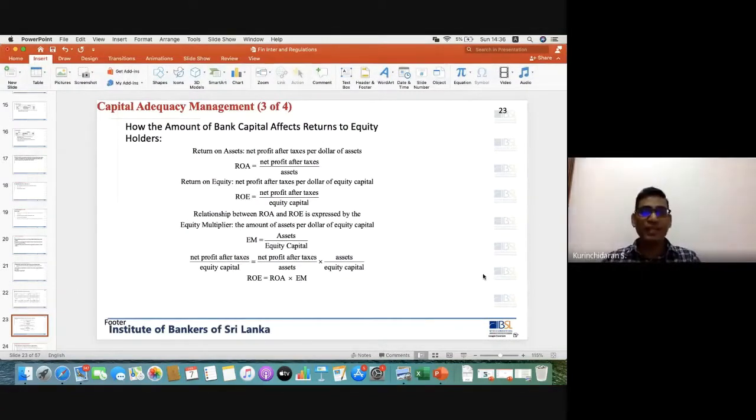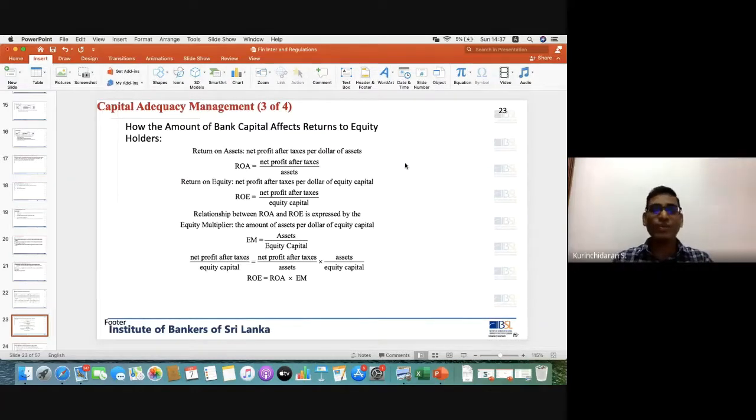Okay, so then I just want to elaborate how to measure the returns to equity, right? You might have seen return on assets, return on equity in other companies. Similarly, in banks you can also assess. So the return on assets, that means ROA, is net profit after taxes per dollar of assets. The formula: if you want to calculate ROA, you take the net profit after tax and divide by your total assets, right? Similarly, return on equity is net profit after tax per dollar of equity capital, that means ROE equals net profit after tax divided by equity capital, right?